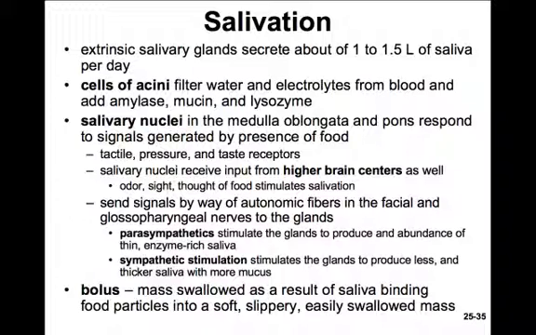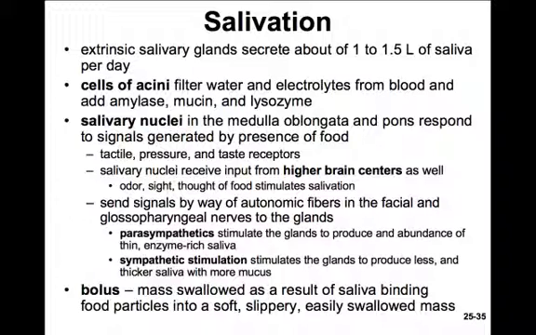Signals are sent by autonomic fibers in the facial and glossopharyngeal nerves to the salivary glands. The parasympathetic fibers are going to stimulate the glands to produce an abundance of thin, enzyme-rich saliva. As you know, parasympathetic, remember, is rest and digest, so this makes sense. Sympathetic stimulation is going to stimulate the glands to produce less saliva and much thicker saliva with more mucus. Hence, when something's scary, we have the sympathetic response, and we get a dry mouth sensation.